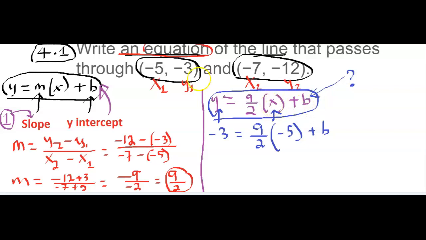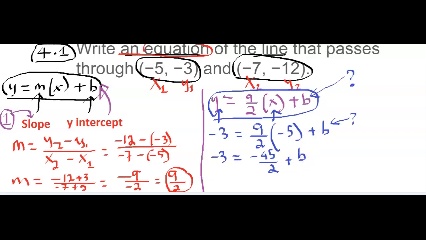I'm going to pick one of the 2 points that they gave me and substitute the x by -5 and the y by -3. Now you see I have this whole equation, and the only unknown variable is the b term. Let's clean this up and simplify. -3 equals 9 times -5, that's -45/2. You can always put a 1 under the 5. That's 2 times 1 is 2, plus b.